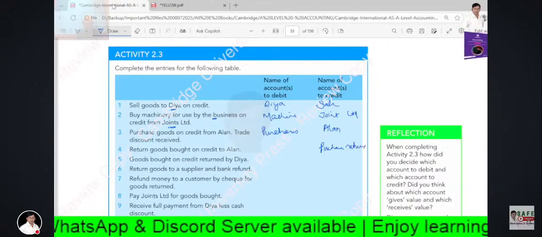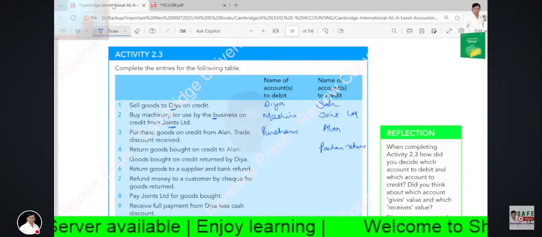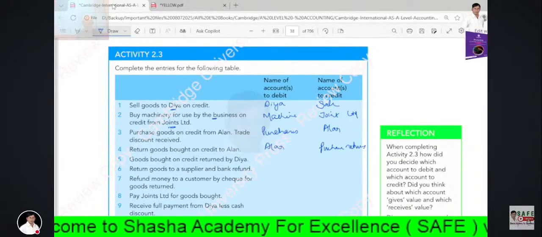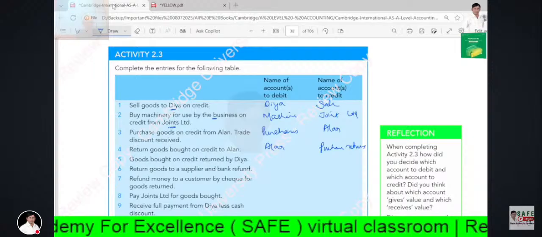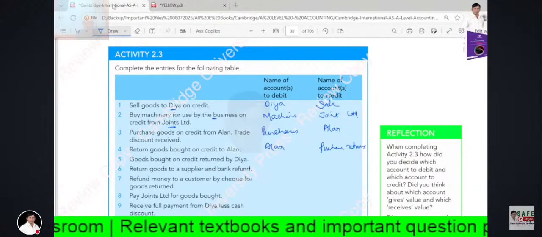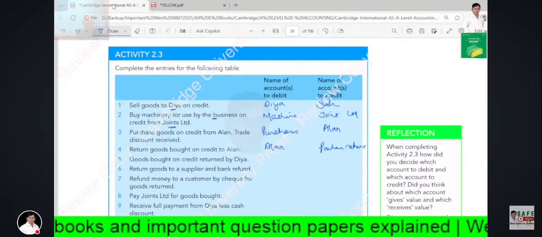So when we return the goods, Allen will receive. So debit the receiver. Debit the account that receives, Allen receives. Goods bought on credit returned by Dia.